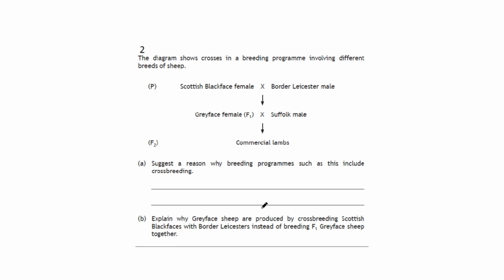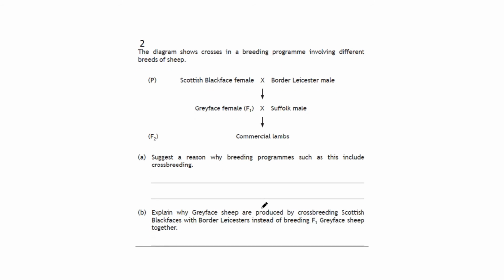Okay, the next one, number 2, the diagram shows crosses in a breeding programme involving different breeds of sheep. So we've got Scottish blackface female times Border Leicester male, and that gives greyface female, and they are then bred with Suffolk male, and then you get your commercial lambs. So part A, suggest a reason why breeding programmes such as this include crossbreeding. So it's basically what is the benefit of crossbreeding.